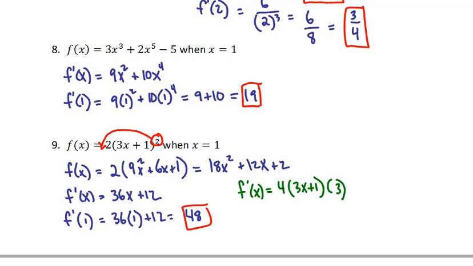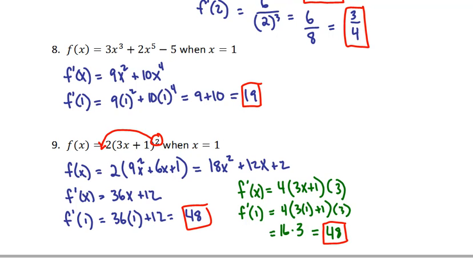So I'm going to bring down the exponent of 2, multiply that times 2, and I get 4. Leaving the inside alone, I get 3x plus 1. Then the derivative of 3x plus 1 is 3, and I multiply that out. Now when I'm trying to find the derivative at a particular point, I don't have to simplify this any further. I can just plug in x equals 1, and I get 3 times 1 is 3, plus 1 is 4, 4 times 4 is 16, and 16 times 3 is 48. Which gives me the same answer.